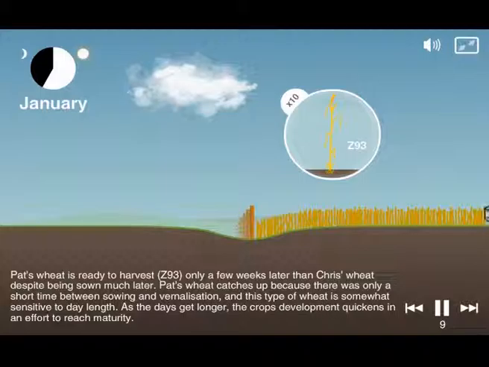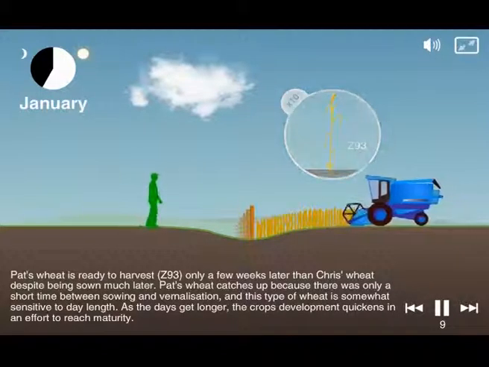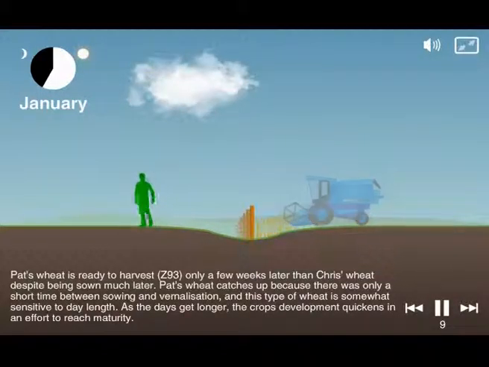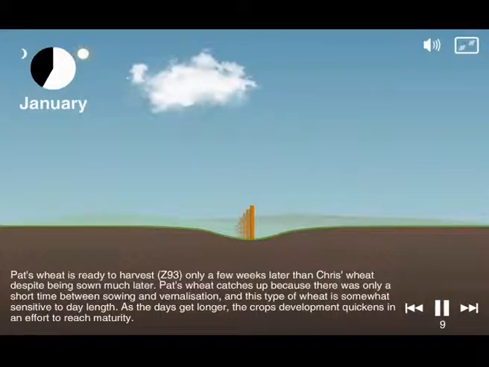Pat's wheat is ready to harvest with a Z93 only a few weeks later than Chris's wheat, despite being sown much later. Pat's wheat catches up because there was only a short time between sowing and vernalisation, and this type of wheat is somewhat sensitive to day length. As the days get longer, the crop's development quickens in an effort to reach maturity.